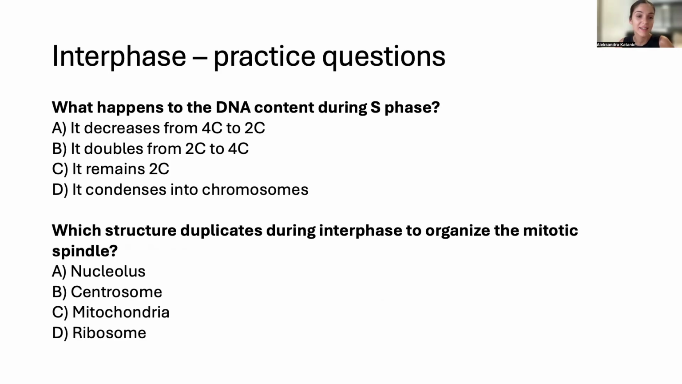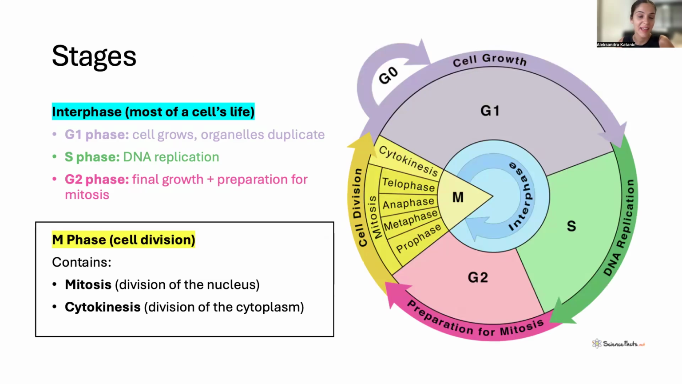We said B, centrosomes. Okay. Now let's move on to M phase or cell division.